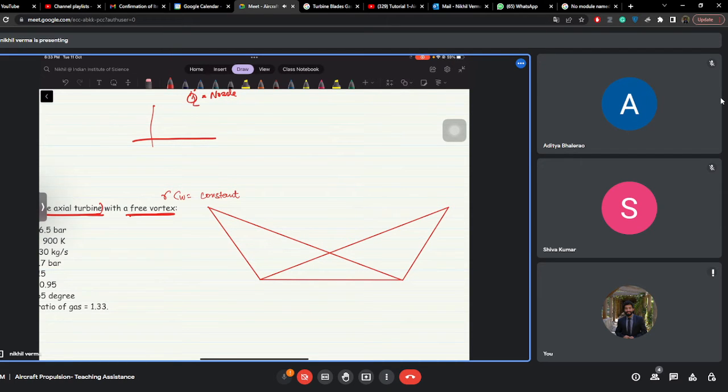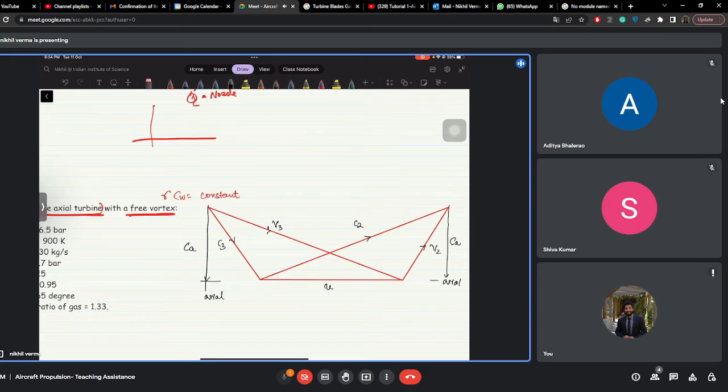Okay, so let us start naming it. This is U. The arrow should be in that direction. This is C2, this is V2, this is C3, and this is V3. This is our axial direction. So this component is your CA. This is again your CA that remains constant.